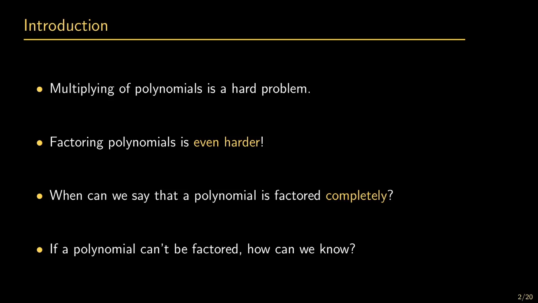Polynomials which can be factored are called reducible polynomials in abstract algebra. And polynomials which can't be factored are called irreducible polynomials. Now, what do we mean when we say that a polynomial is factored? By this, we actually mean a non-trivial factorization.